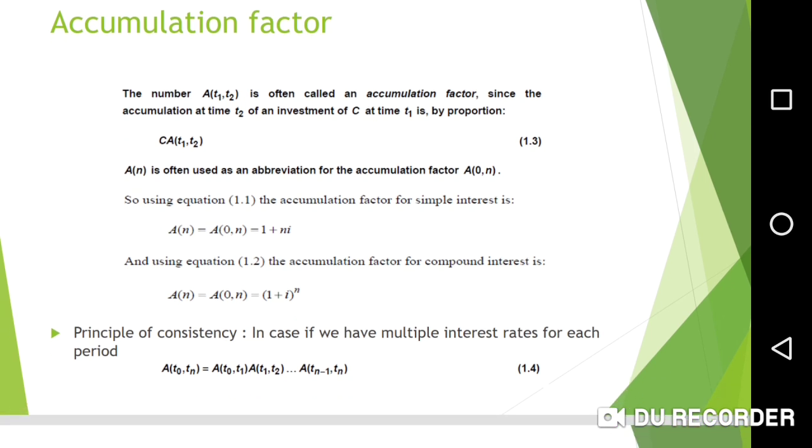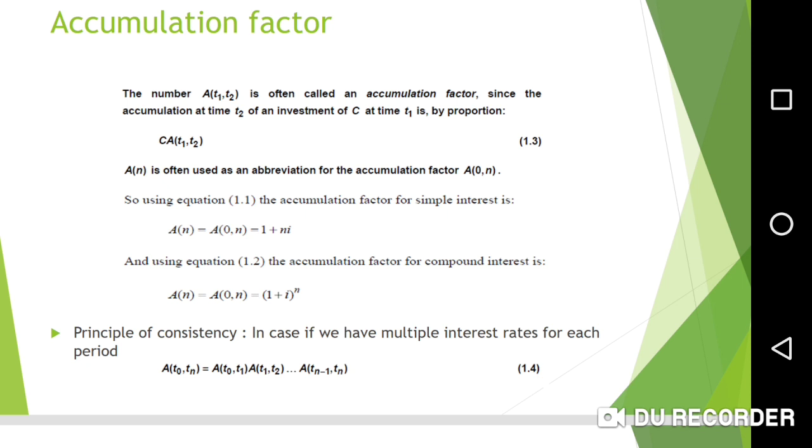So, accumulation factor. The accumulation factor is nothing but a single value that can be multiplied with the initial principal value so that we will know the final accumulated value after n years, or after some time from t1 to t2. For example, in the case of simple interest, it becomes 1 plus n i, and in the case of compound interest, it becomes (1 plus i) to the power n. So this is a simple concept where a new notation is given for the existing formulas.